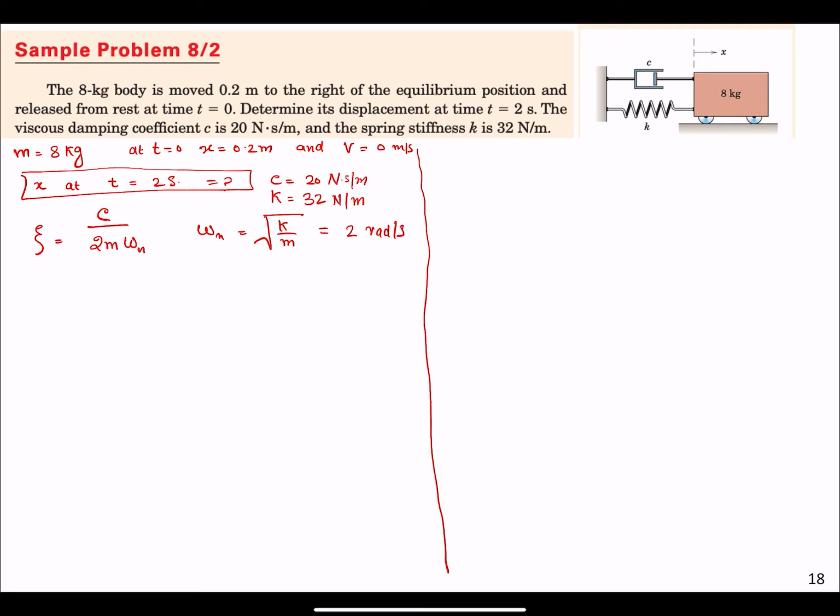Okay, so from here we can calculate zeta. This will become 20 divided by 2 times m, which is 8, and then times omega n, which is 2. So this becomes 0.625, and there are no units for zeta. This means that zeta is less than 1, so this is an under damped system.